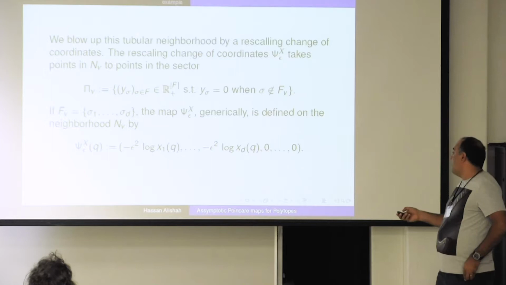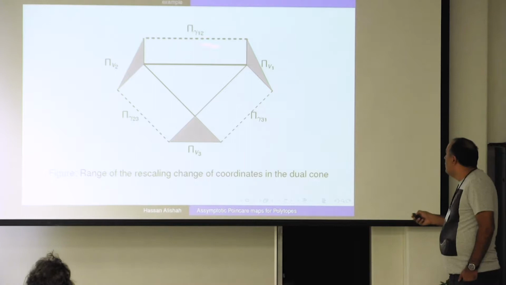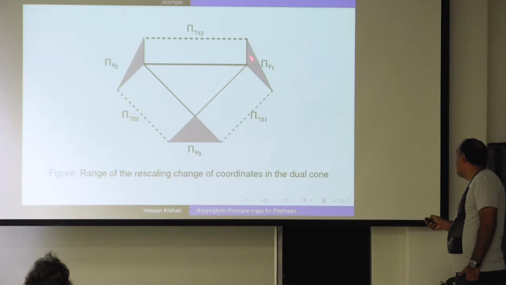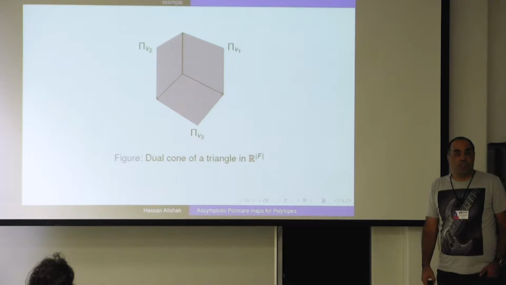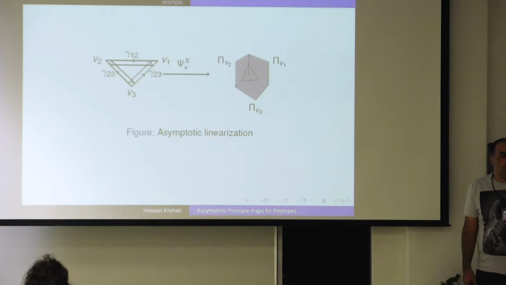So what happens is that, as I said, the global Poincaré maps here and here are going to be identity. So I'm going to identify this one with this one, this one with this one, and the same thing. So what happens? This is the dual polytope in R^3. And what's going to happen is this: I'm going to linearize these Poincaré maps. The global ones are going to be identity. I'm going to linearize this one and this one, and it is going to look something like this. Okay.